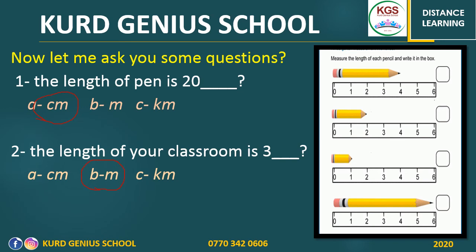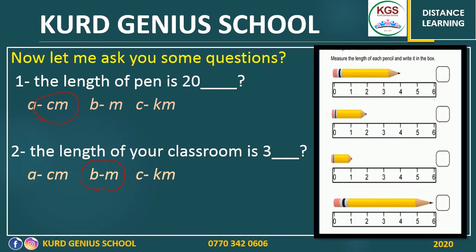Let's move on to the pictures. Look at the pencil. We started from the 0 point. We have to line it with the 0 point or 0 mark. So the first one, the length of the pencil is 4 centimeter. Number 2, look at it from the 0 mark till the end of the edge of the pencil. It is 2. The pencil is 2 centimeter.